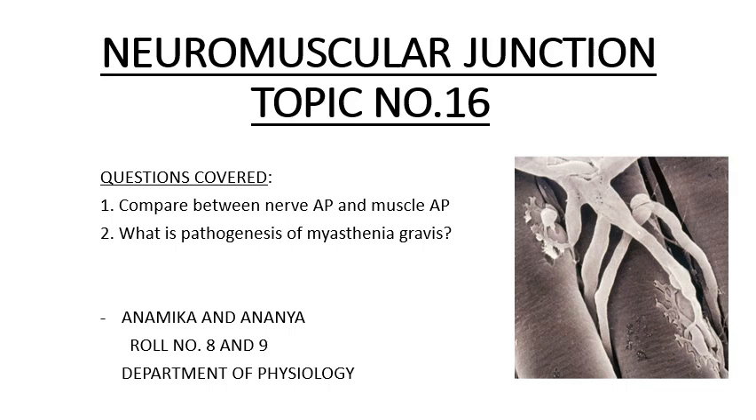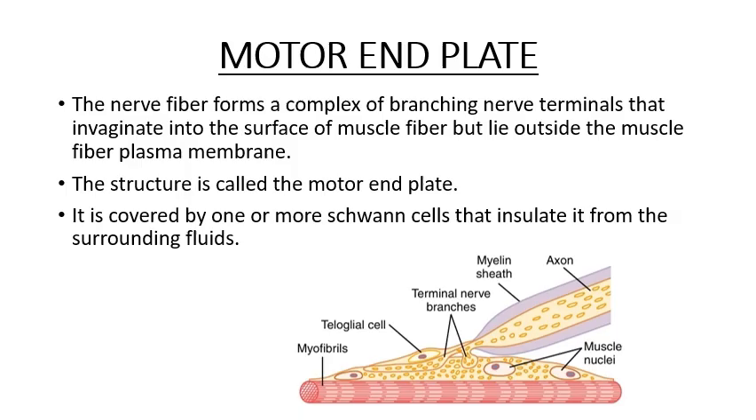We, Anamika and Ananya, roll numbers 8 and 9, are going to present a seminar on the topic neuromuscular junction, which is topic number 16. The questions that should be addressed in this seminar are, first, a comparison between nerve action potential and muscle action potential, and the second question is the pathogenesis of myasthenia gravis.